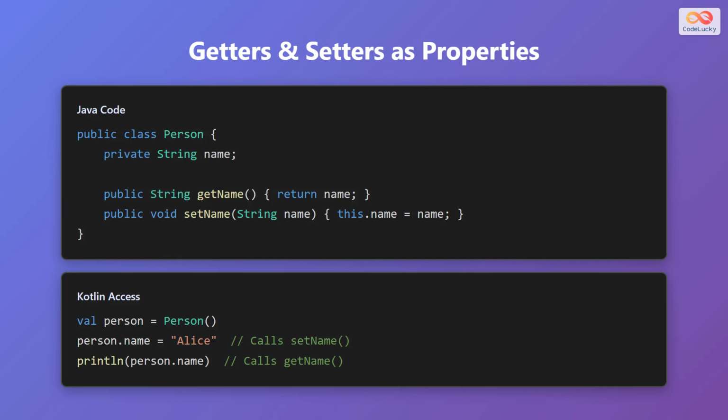One of Kotlin's convenient features is how it handles Java getters and setters. When a Java class has methods that follow the standard naming convention, like getName and setName, Kotlin automatically treats them as properties. For example, if you have a Java Person class with private field name and public methods getName and setName, in Kotlin, you don't need to call these methods explicitly. Instead, you can access the name field directly as a property. Setting person.name equals Alice actually calls the setName method behind the scenes. Similarly, reading person.name calls the getName method. This makes your Kotlin code cleaner and more concise while still maintaining full compatibility with Java.